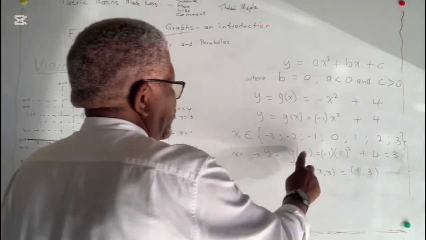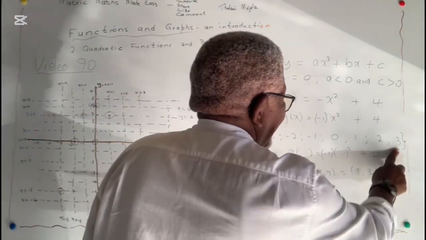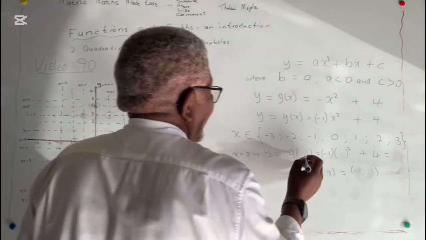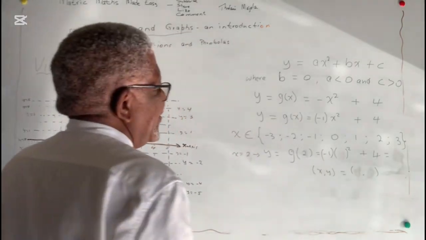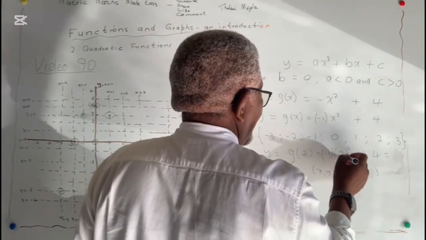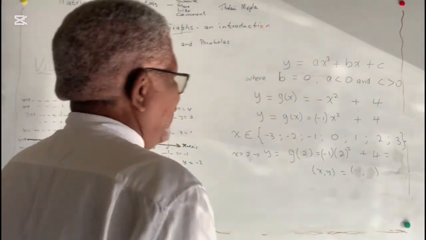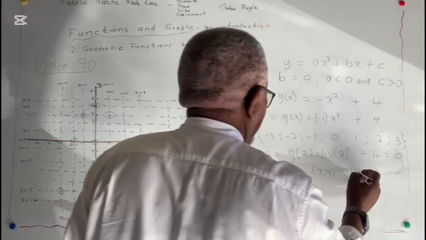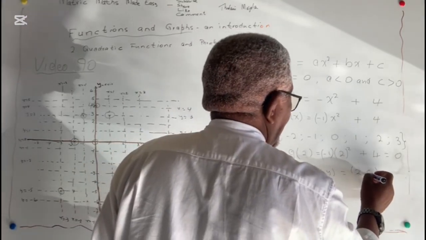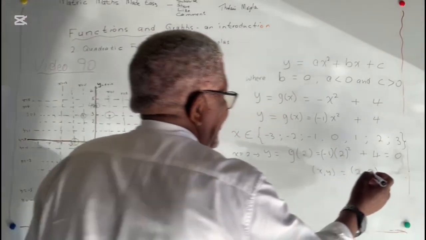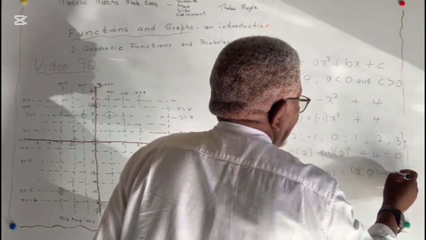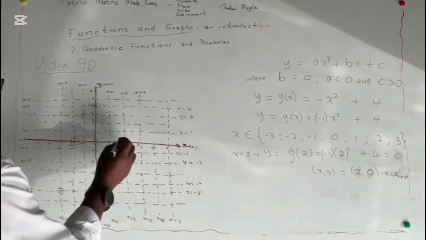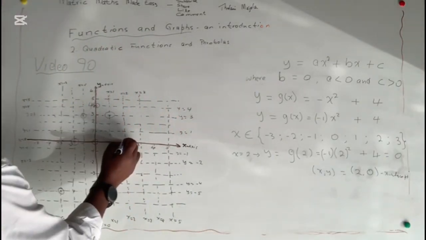So now x equals 2. When x is 2, y is g of 2, and negative 1 times 2 squared. 2 squared is 4, times negative 1 is negative 4, plus 4 is 0. So when x is 2, you get your x-intercept. Remember, y is 0, x-intercept. So x is 2, y is 0. So this is your x-intercept.